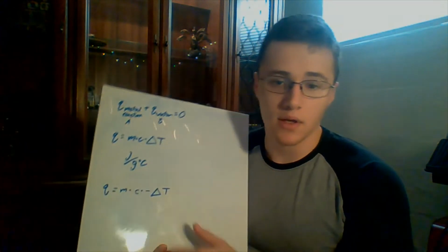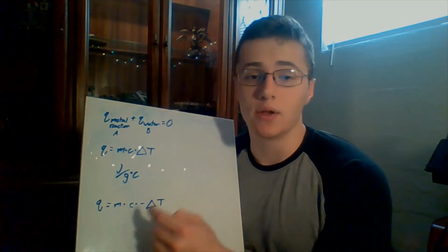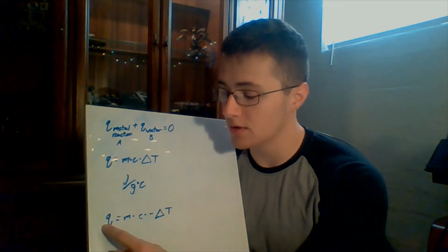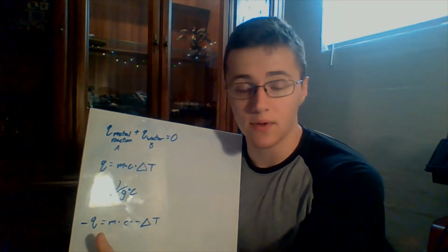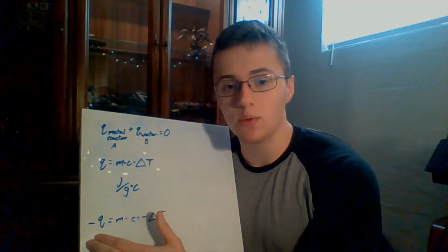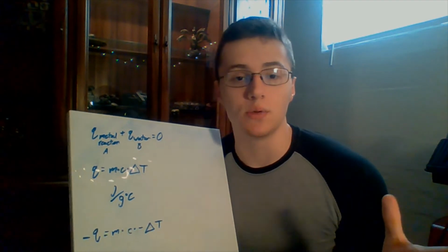Looking at this here, I know that I can't have a negative mass. I know that I can't have a negative specific heat. So whatever negative is on this temperature, I'm going to move it over to my Q. I know that I'm going to have a negative on that side. Very important to know this because when you have a negative Q, it means that you're losing energy.